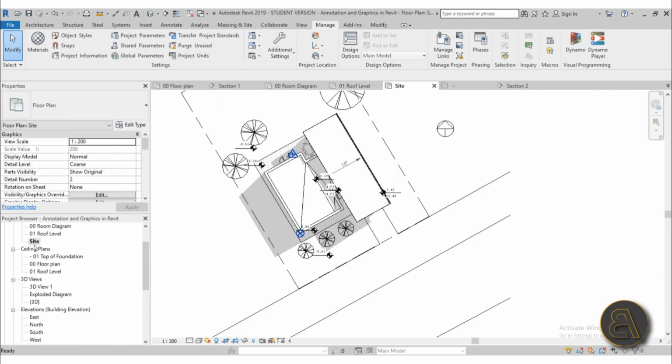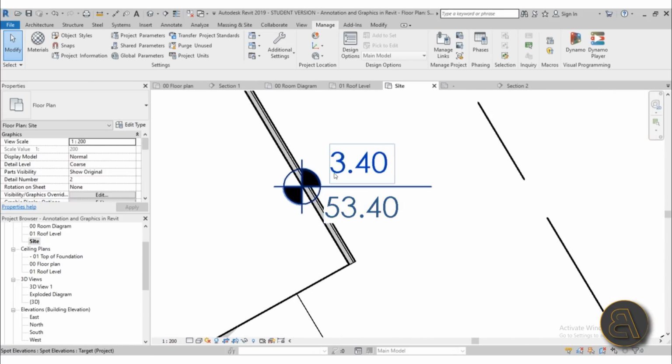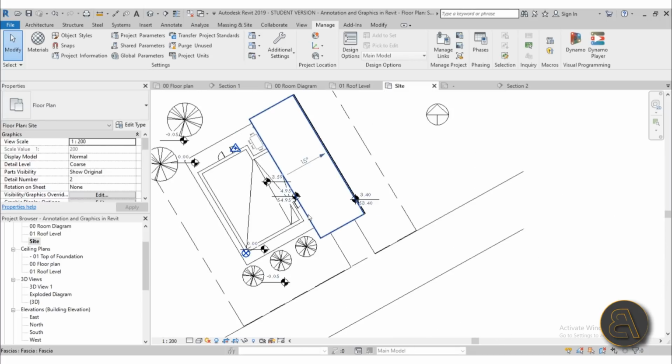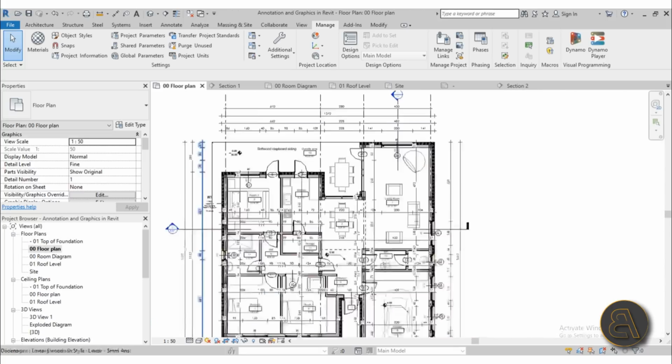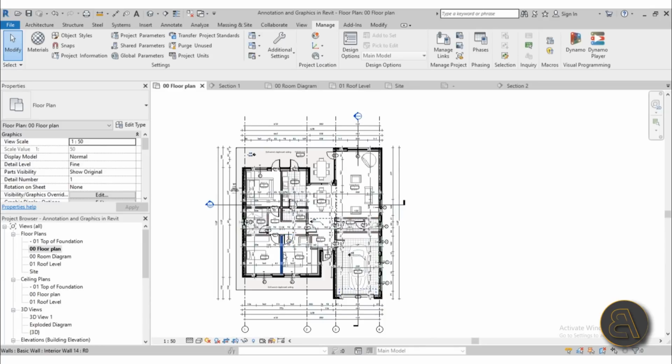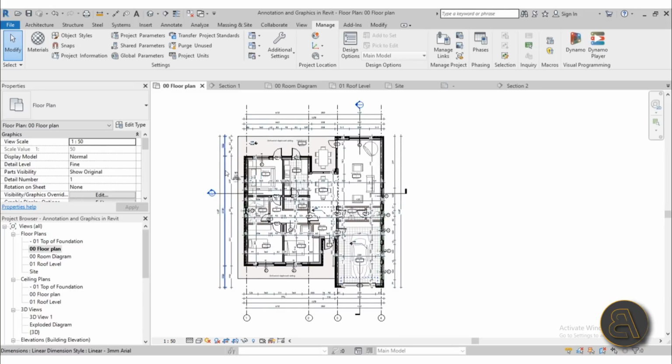But if we were to go here to the site plan, here we have where the project elevation is 3.4 meters, the above sea level height is 53.4 meters. So it's basically giving us both of those information. And also, going back to the floor plan, we delve into the topic of graphics in Revit. It's a really complex topic, but I try to bring it closer to you and try to explain basically how Revit operates.